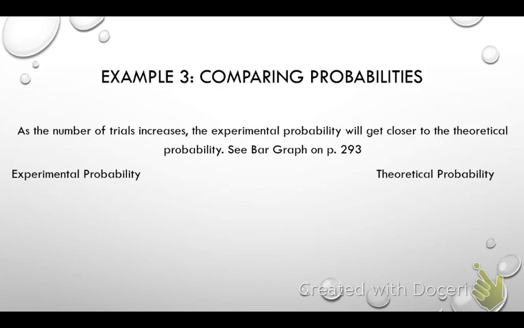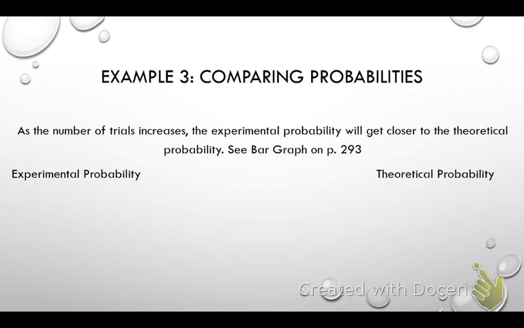So if you're looking at the bar chart on page 293, you see that it's in yellow. These are the results of an actual experiment. So someone did roll the number cube 300 times and recorded their results. So here's what it asks us. Find the experimental probability and the theoretical probability of rolling an odd number. Well, on the experimental side, I can actually look at how many times an odd number was rolled.